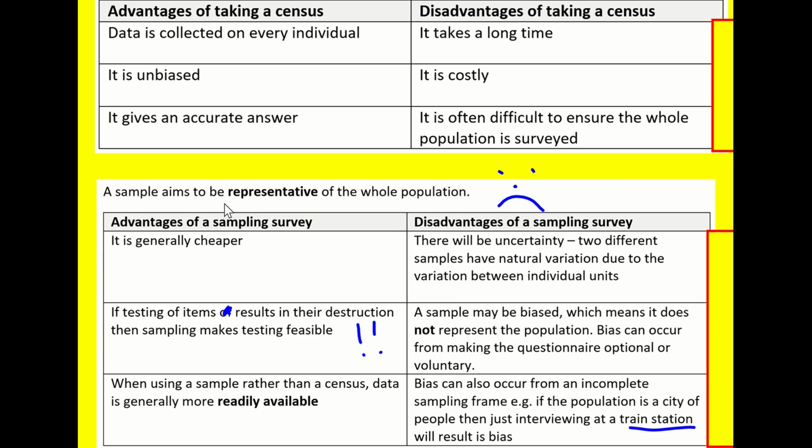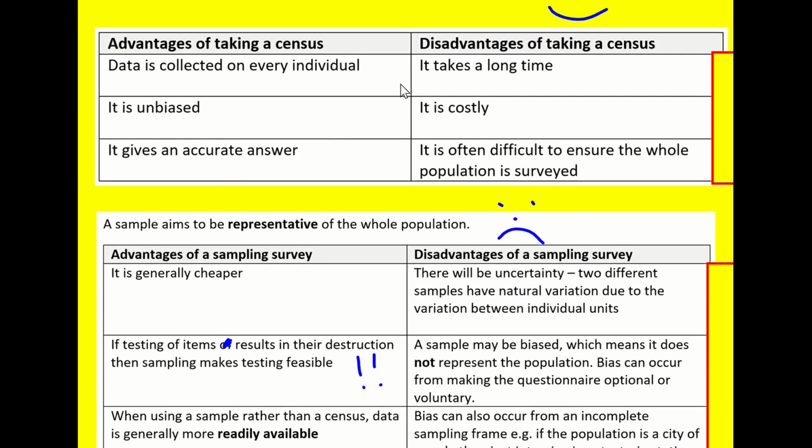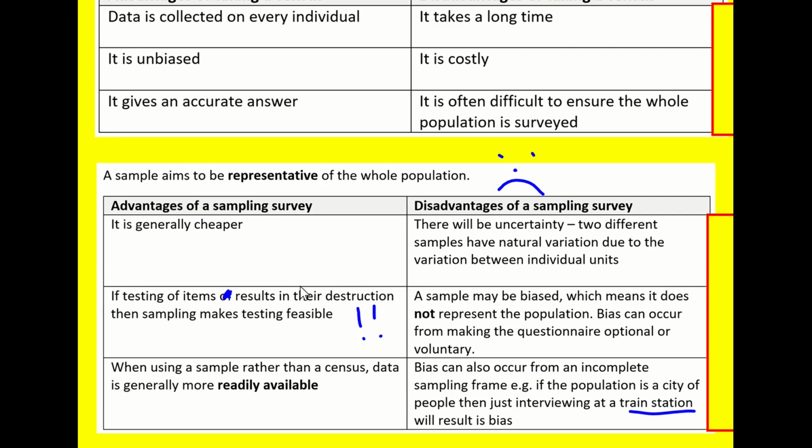So hopefully you're happy with the idea that census is great, but actually you tend not to use them because you want to do things more quickly. That's not shoddily, but even a survey could take a fair bit of time. And there are key reasons why you'd want to do it. The aim, of course, is to be representative at the end of the day.